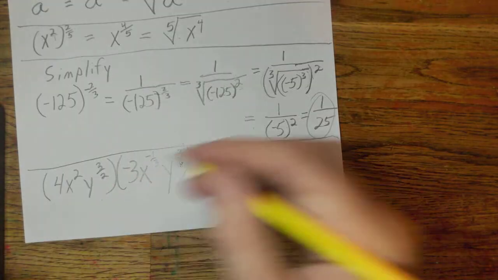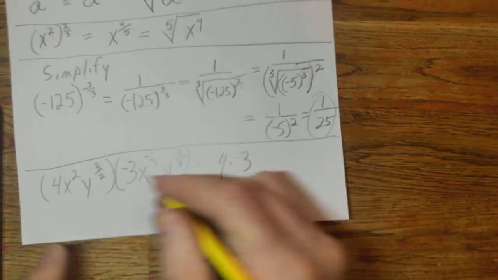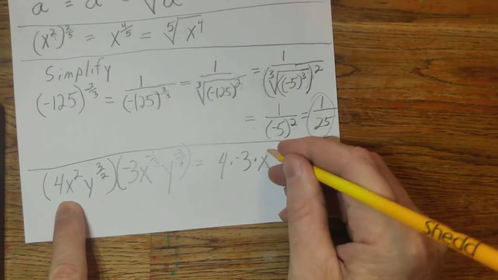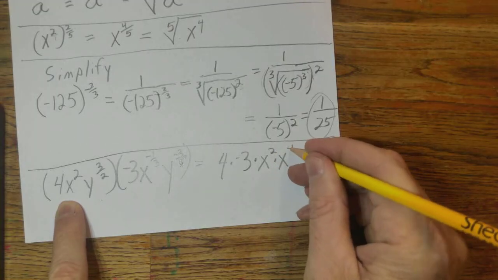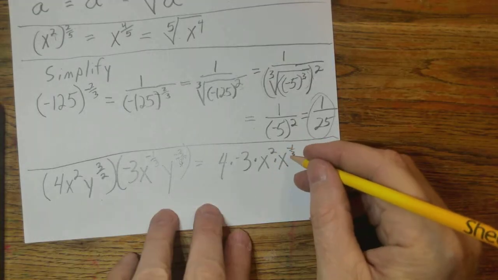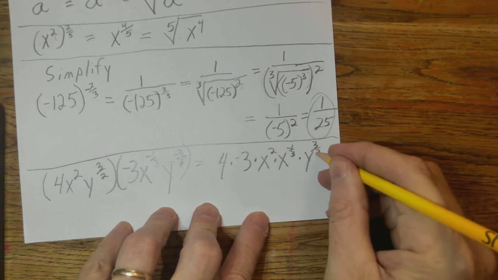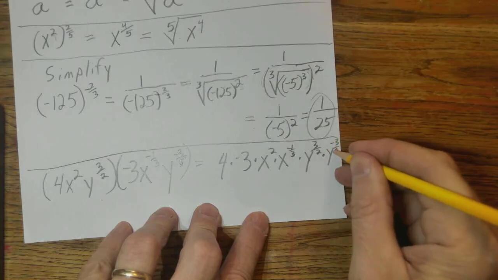Okay, I'm going to rearrange things here. I'm going to do 4 times negative 3. I could just remove all these parentheses and just regroup these factors. X squared times x to the negative 1/3 power times y to the 3/2 times y to the negative 3/5.